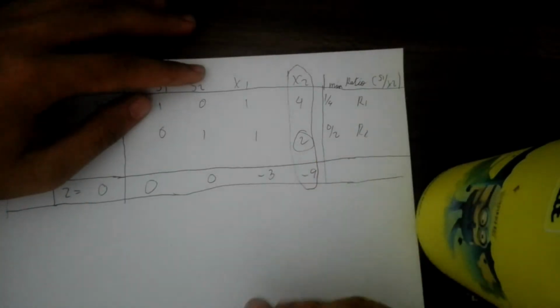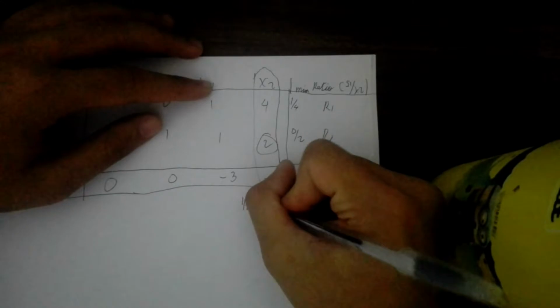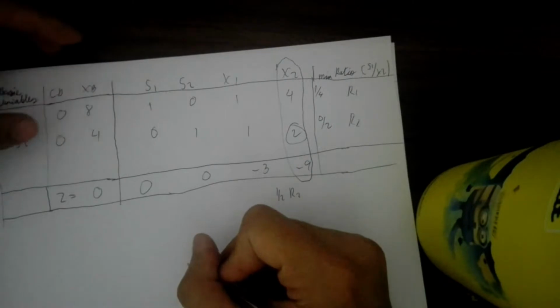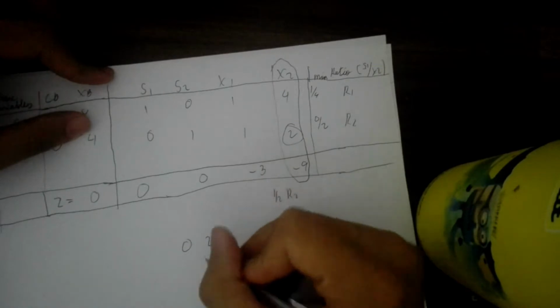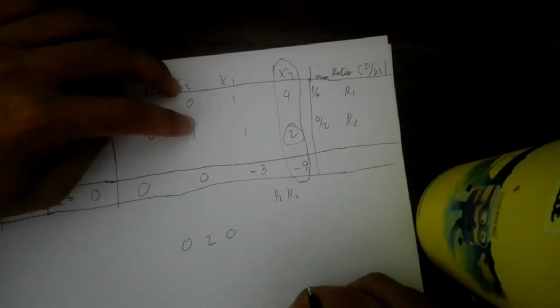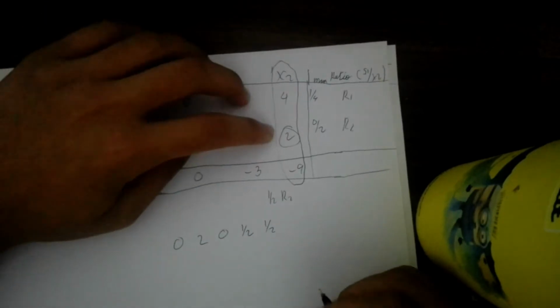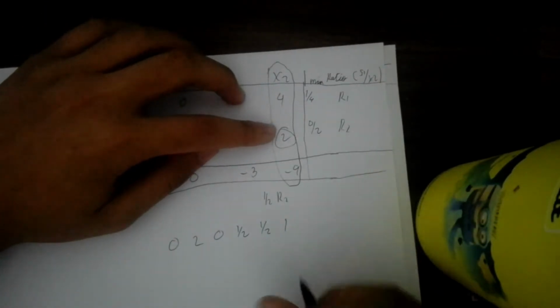Now we have to make 2 into 1. With this formula, 1/2 times 2, we simply multiply everything by 1/2. First, 0 times 1/2 is 0. 4 times 1/2 is 2, and then 0 times 1/2 is also 0. 1 times 1/2 is 1/2. 1 times 1/2 is also 1/2. And then 2 times 1/2 is equivalent to 1. Now, this is our new row 2.